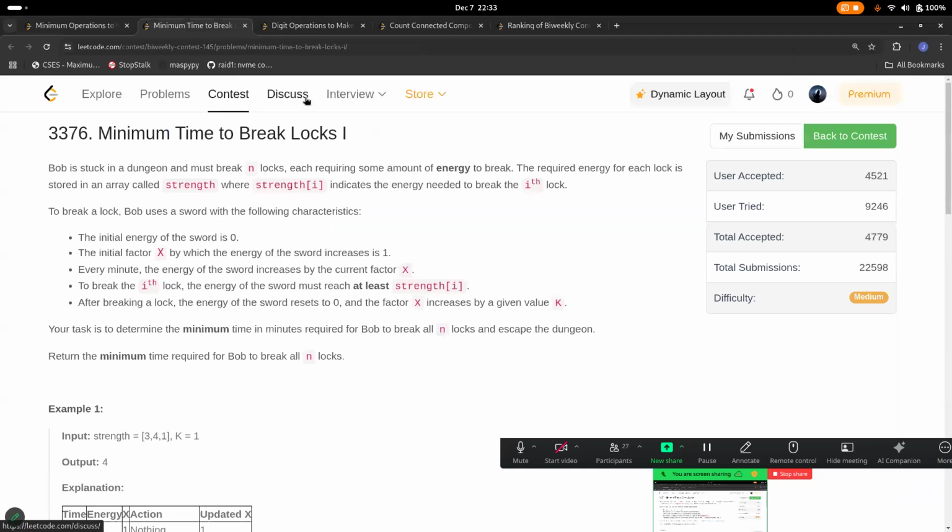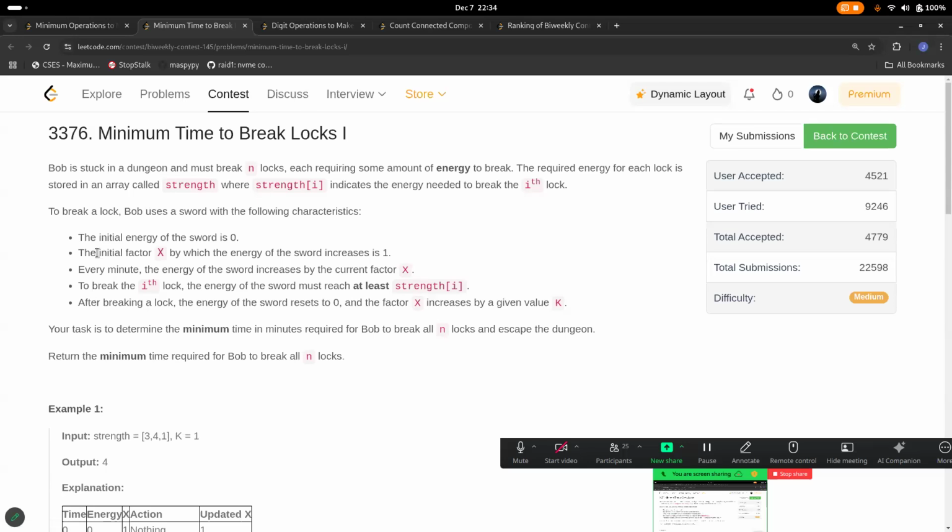The second question said minimum time to break the locks. In the second question, we had a story. Bob is stuck in a dungeon, and to break out of the dungeon, he has to break n locks. Each lock requires some energy to break. They have given us an array, which is the energy required to break the ith lock, given by strength[i]. Initially Bob has a sword that starts with energy equal to 0.